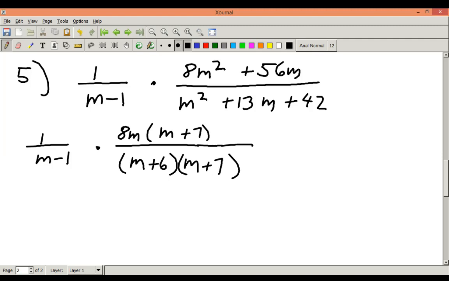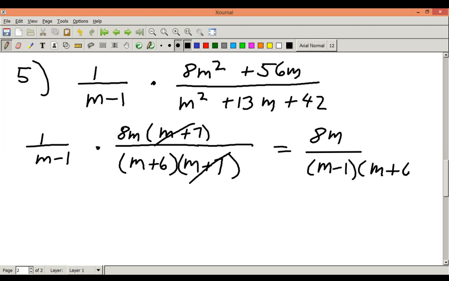Okay, let's see what cancels. It looks like we have the m plus 7 on top and bottom that will cancel. Looking around, nothing else cancels. So go ahead and multiply the top times the top and get 8m. The bottom times the bottom and get m minus 1 times m plus 6.